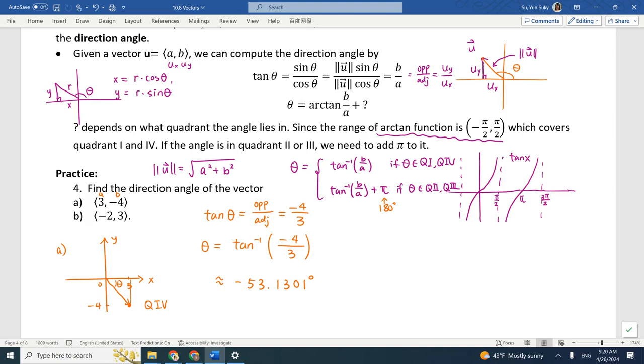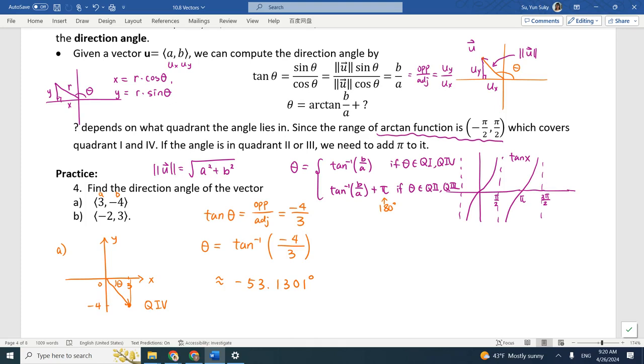Which quadrant do you get? Quadrant 2. So what's your formula? You're going to add 180 degrees to the angle, because it's in quadrant 2. Did you add? Yes, because if you don't add the 180 degrees, you'll be in the wrong quadrant.